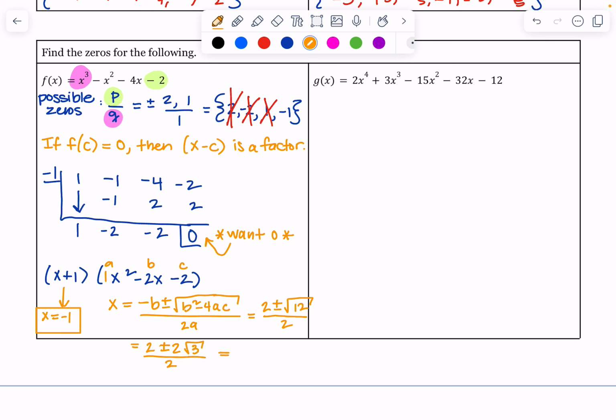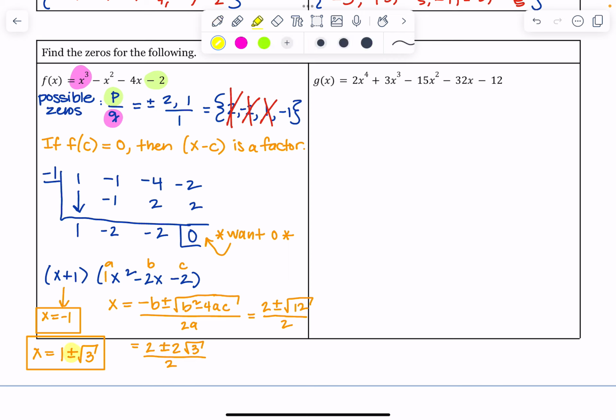And so I'm going to have x, I'll just write it new. I'm going to have x equals 1 plus or minus the square root of 3. So this polynomial had 3 solutions, because remember this plus or minus means there's 2 here. One of them was rational, and then the other 2 are irrational because they had square root 3 in them. Awesome.